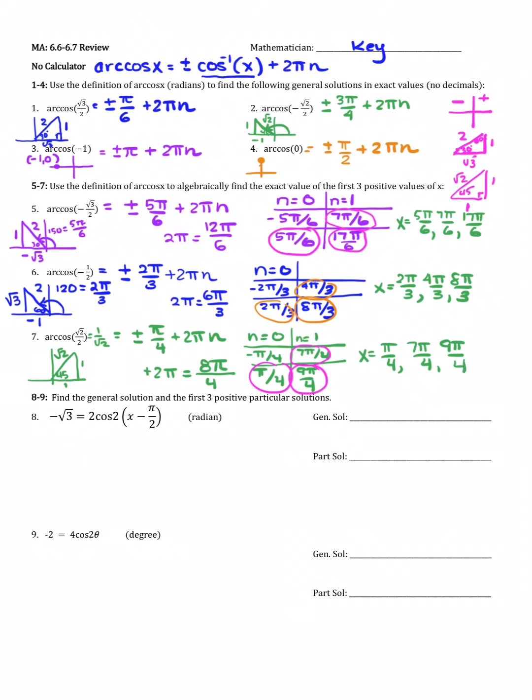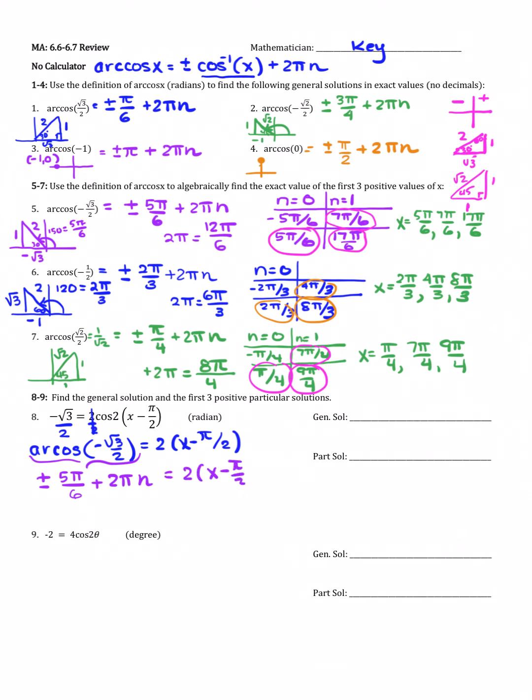All right, so now we have to do a little work to isolate. So we're going to divide by 2. So that's gone. Then we're going to take the arc cosine of both sides. So arc cosine of negative rad 3 over 2 equals 2x minus pi over 2. And the general solution for this, if you look up above, that's what you came up with in number 5. So that's going to be plus or minus 5 pi over 6 plus 2 pi n equals 2 times x minus pi over 2.